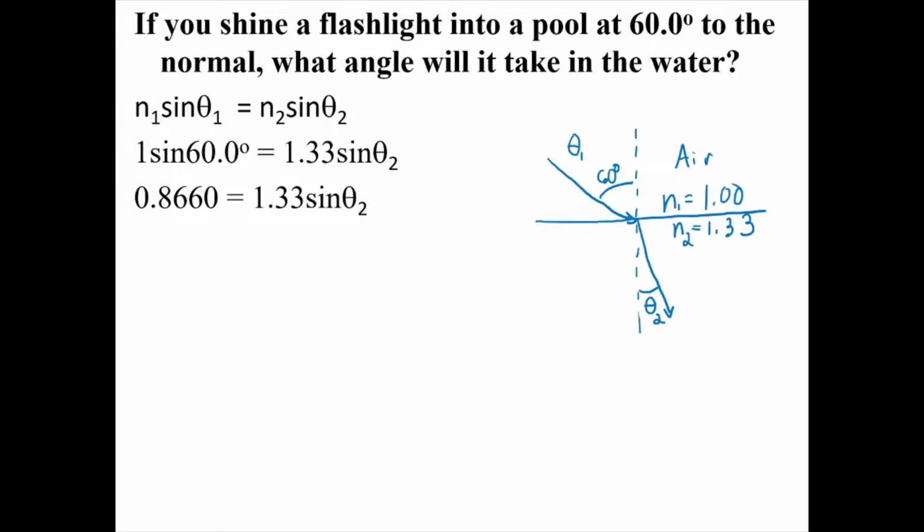Sine of 60 is just a number that we can punch into our calculator. It's 0.8660. 1.33 sine theta 2. So divide over the 1.33. Take an inverse or arc sine.